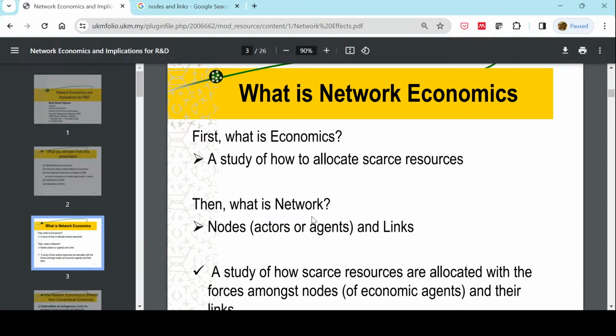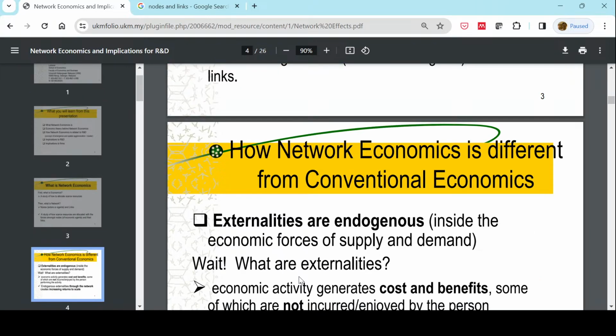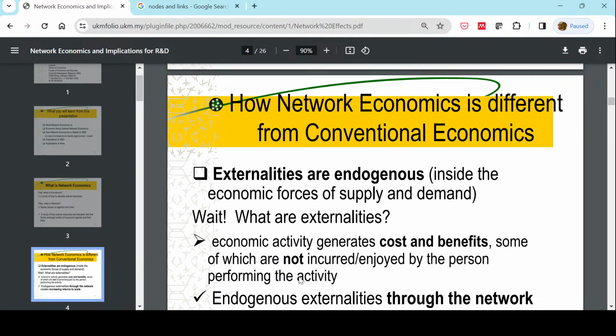So network consists of nodes. The nodes can be actors or agents, buyers and sellers, consumers, producers. So nodes representing actors or agents, and the links just now. So it is a study of how scarce resources are allocated with the forces among nodes of economic agents and their links. And how is network economics different from conventional economics?